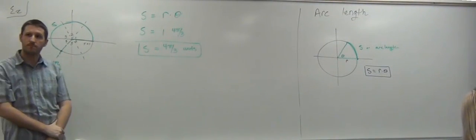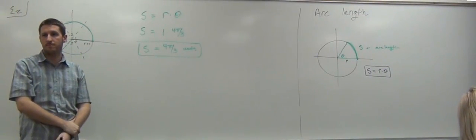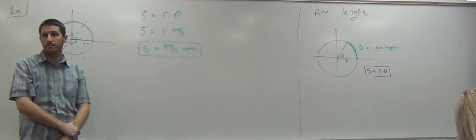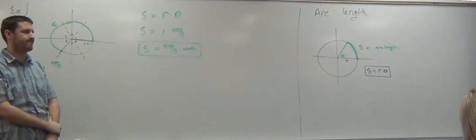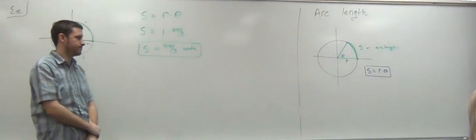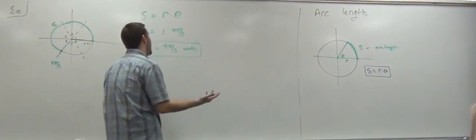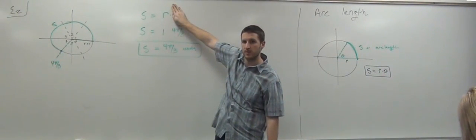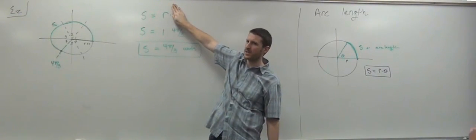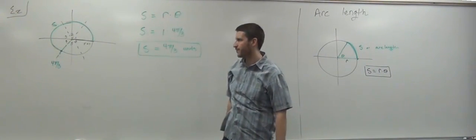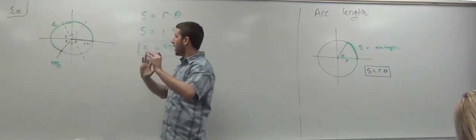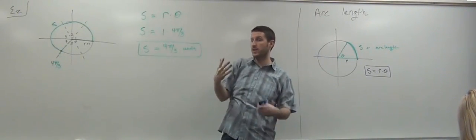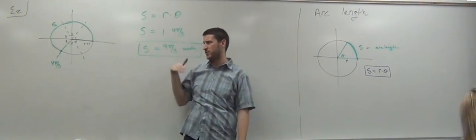I thought if the angle was 1 radian, then the arc length would equal the radius. Well, yeah, that's true too, right? If this is 1, then this might as well not be here, and the arc length equals the radius. That's true, but it's not really as useful. I'm not trying to teach you a method. The method you should use is just use the formula.